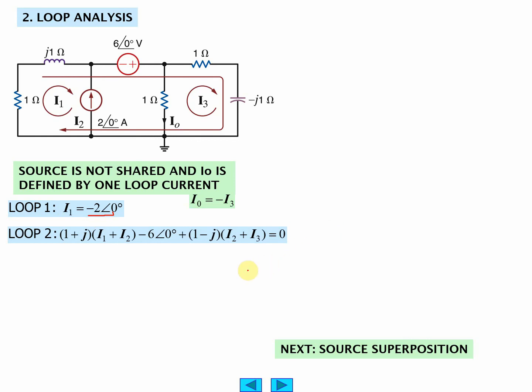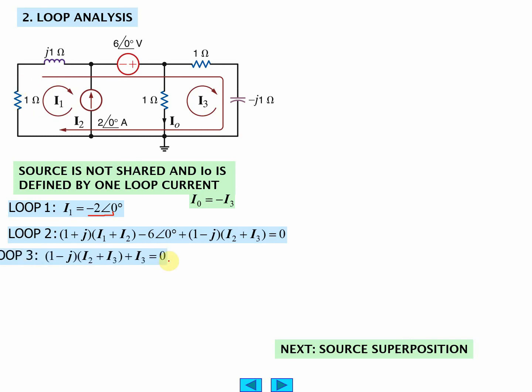So it's just the way I learned it. The author learned it a little different way. So we have the 1 plus j impedance times I1 plus I2, minus the voltage here, and 1 minus j times I2 plus I3 here for the last one.